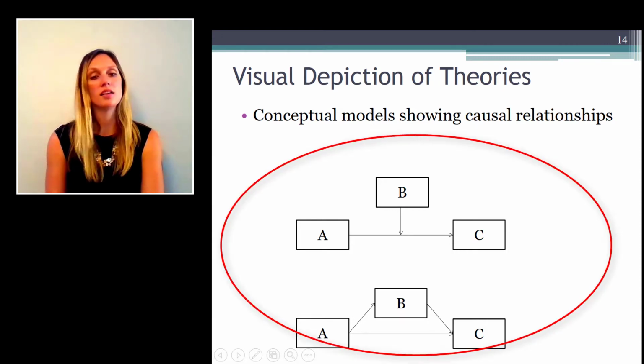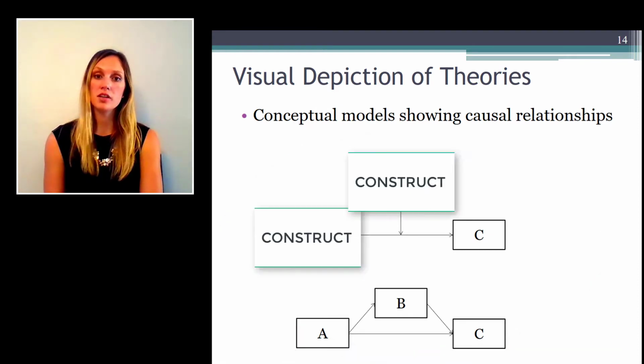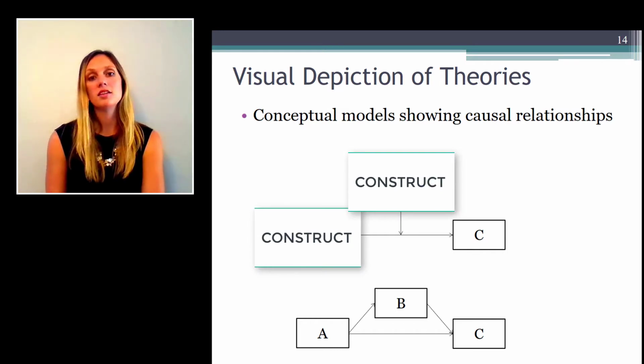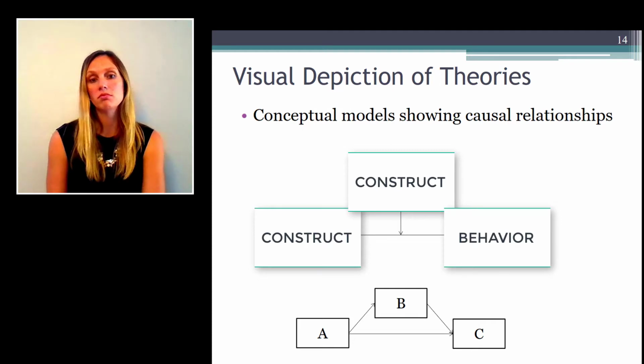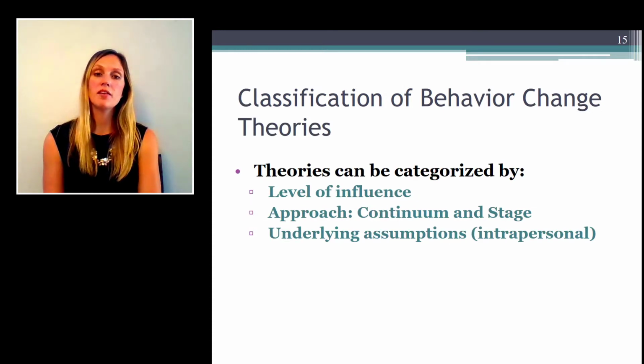Theories also typically come with a conceptual model that looks something like this. It has a series of boxes, and in each one of those boxes, so in box A and B, we would have the construct depicted, and then box C should be the behavior change, or outcome. And as we learned when we were talking about the components of a good theory, a theory should depict the relationships between the variables, as indicated here by different arrows. Now, theories can be classified in a number of different ways. They can be classified by their level of influence, the theoretical approach, and the underlying assumptions, and we'll talk about each one of these now.